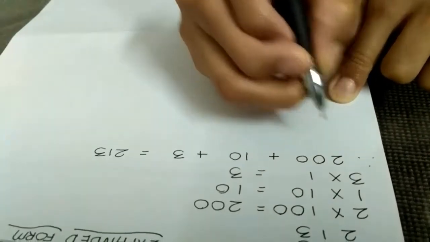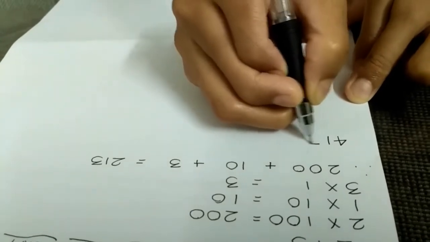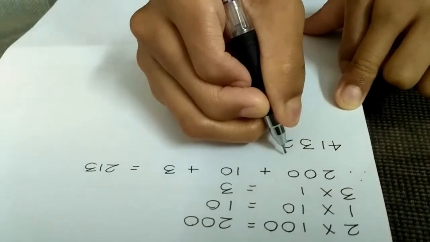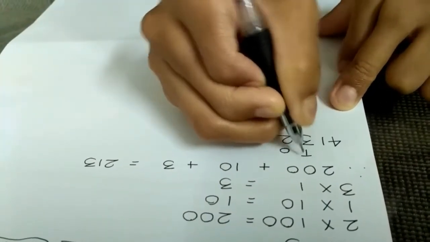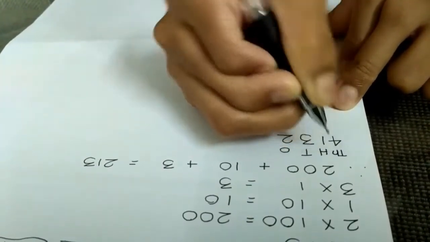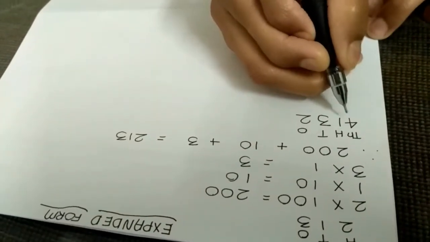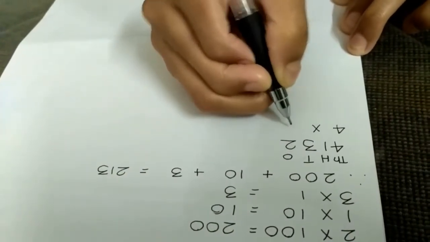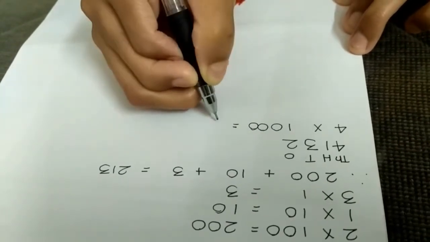Let's take a 4-digit number, 4132. Now in this example also we have to mention the places: ones, tens, hundreds, and thousands. Thousands place, 4 into 1000 equals 4000.